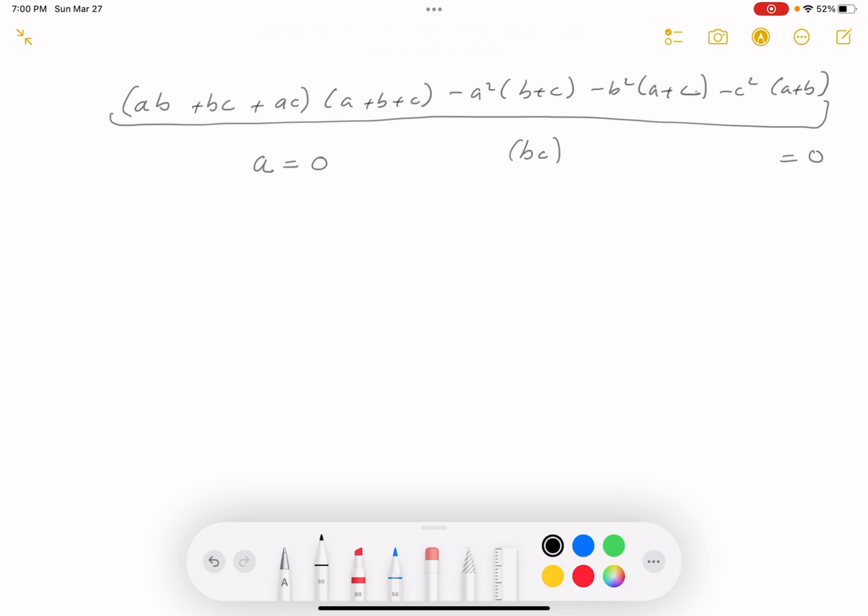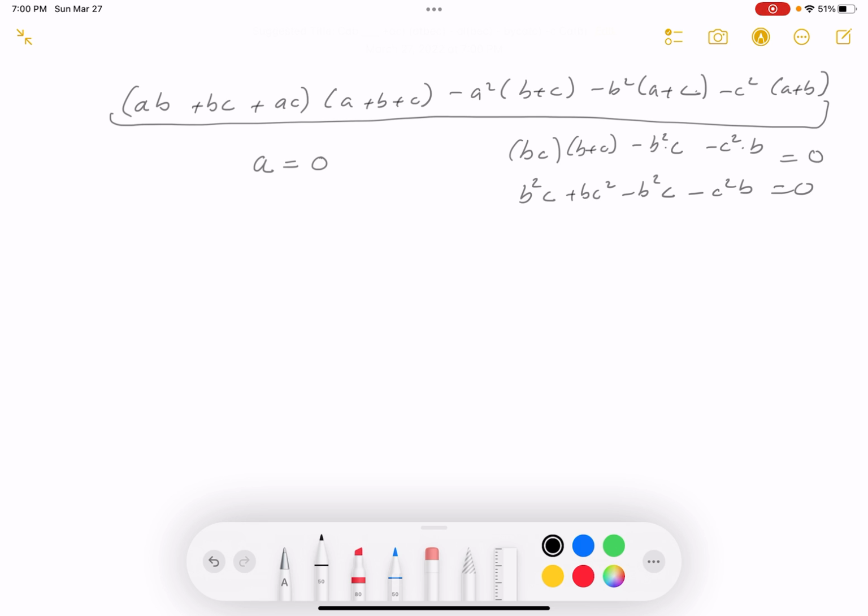Well, if A is 0, you get B plus C. And then the next term would be 0. The next term would be minus B squared times C. And then you'd have minus C squared times B. Right? Now, it's a little simpler than what we did before, but what would you get over here? You'd get B squared C plus BC squared minus B squared C minus C squared B equals 0.